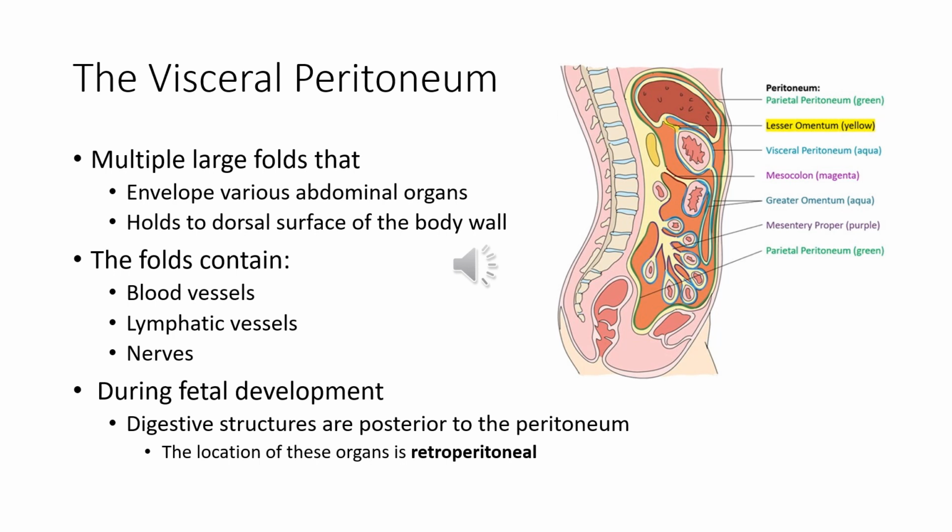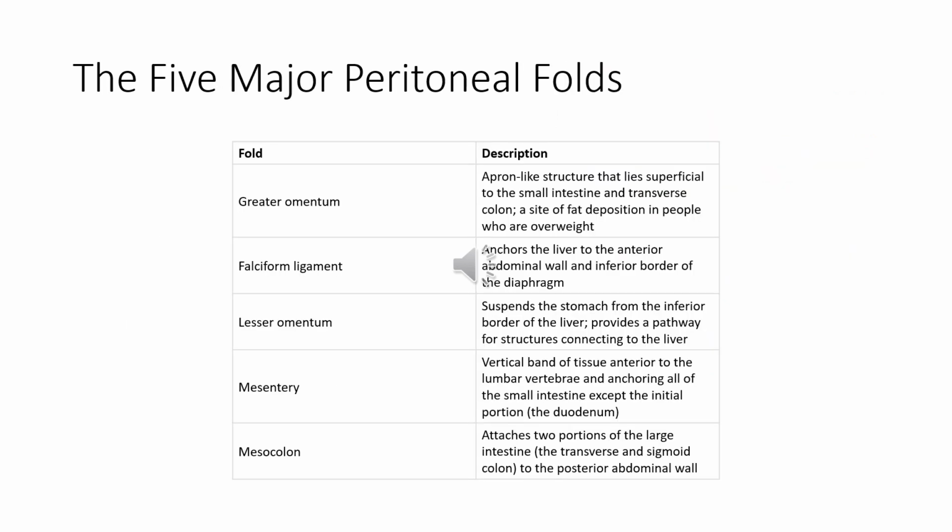During fetal development, certain digestive structures, including the first portion of the small intestine called the duodenum, the pancreas, and portions of the large intestine, remain completely or partially posterior to the peritoneum. Thus, that is why the locations of these organs are described as retroperitoneal. Here are the five major peritoneal folds that we discussed in the previous slide. We have the greater omentum, the falciform ligament, lesser omentum, mesentery, and mesocolon. Here you can read the description of what they do and where they're at within the body.